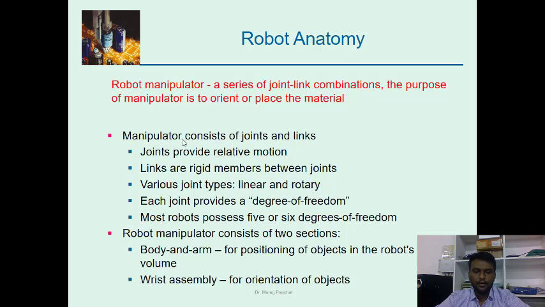Our concentration will be on the joints that are in between the shoulder, elbow, and the wrist. The other term that is used for the robot is manipulator. Robot and robot manipulator are the same thing; the terms are used interchangeably. Sometimes it is called robot, sometimes manipulator, or sometimes robot manipulator. So all things are the same. Do not confuse between these things.